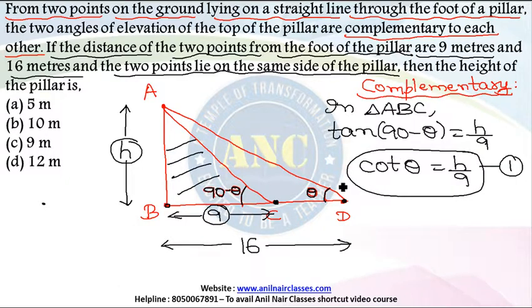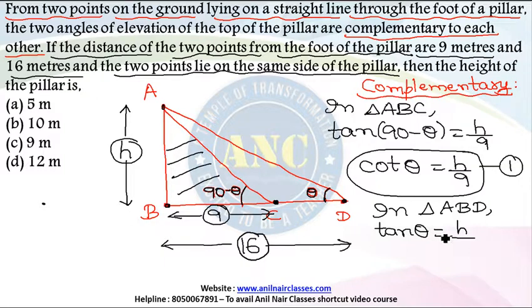Similarly, there is another bigger triangle ABD. If I take that triangle ABD, in triangle ABD, the angle is theta. Tan theta is nothing but opposite by adjacent. Opposite of theta is h again. Adjacent of theta is BD. BD value is given in the question as 16. So tan theta is h by 16. This is my second equation.